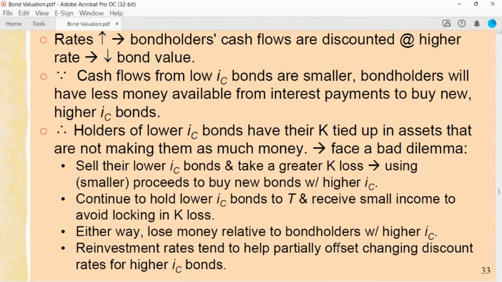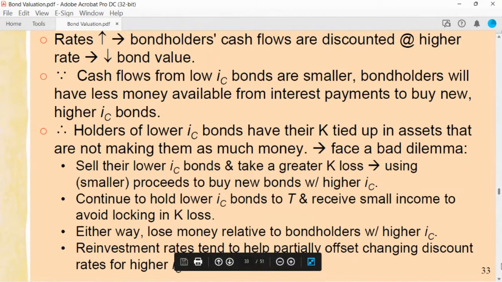Stocks do have dividend reinvestment plans, but stocks don't guarantee any fixed return. Stock returns are not fixed, but bond returns, at least interest income, are fixed. But either stock or bond, when rates go down, the reinvestment return will be lower. That's why it is called reinvestment rate risk.